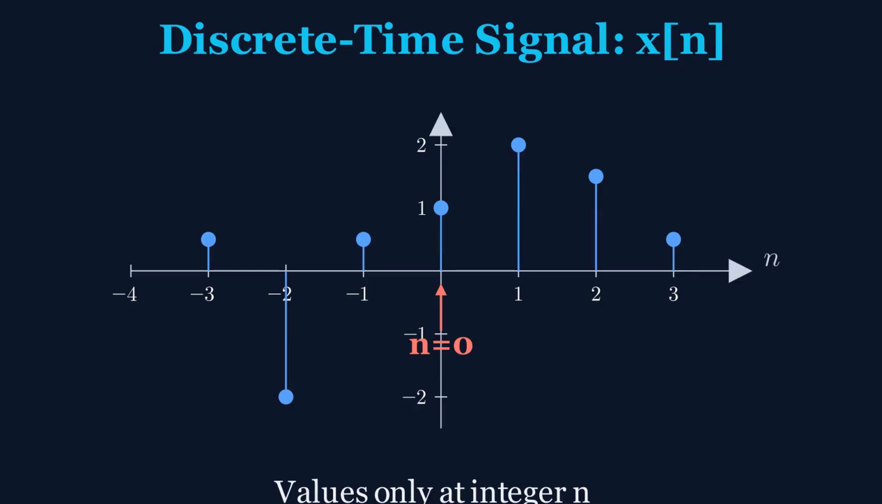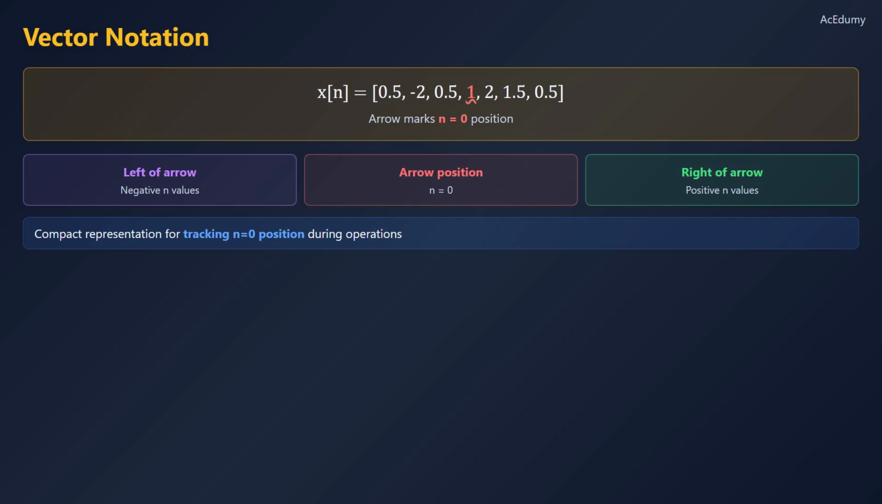We can also write this compactly using vector notation. X of n equals the sequence 0.5, -2, 0.5, 1, 2, 1.5, 0.5, with an arrow marking the position of n equals 0. Vector notation is a convenient shorthand for discrete time signals. We list the values in order and place an arrow underneath to mark which element corresponds to n equals 0. Values to the left of the arrow correspond to -n, and values to the right correspond to +n. This compact representation will be especially useful when we perform operations like shifting and scaling, because we can track how the n equals 0 position moves.